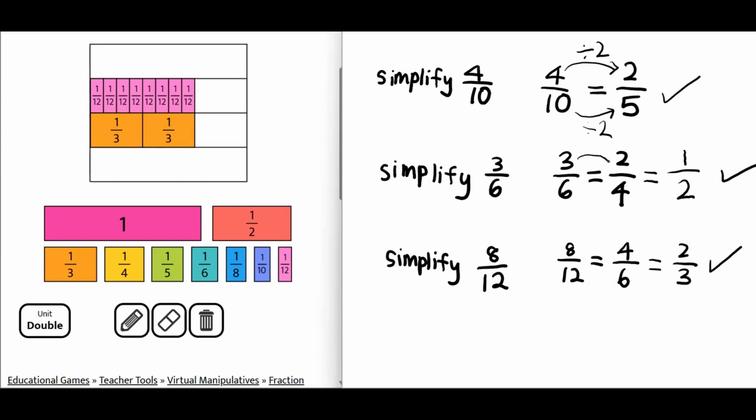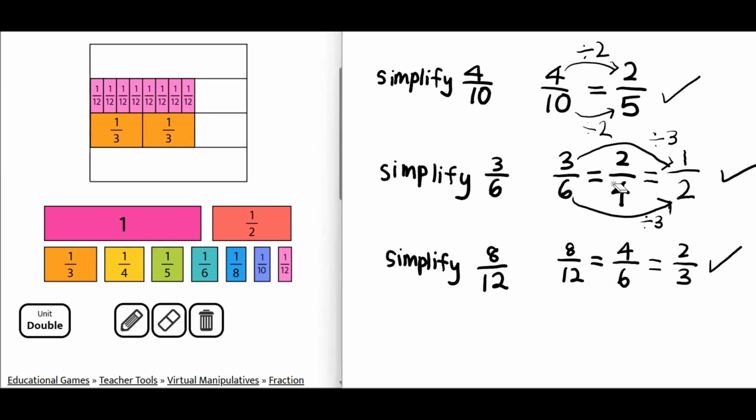For the second one, there doesn't really seem to be a way to get from 3/6 to 2/4. But how do we get from 3/6 to our simplest form, which is half? So actually, I don't need to go to the second step. I can go directly from 3 to 1 and 6 to 2. How do I do that? I will take 3 divide by 3 to get to 1 and 6 divide by 3 to get to 2.